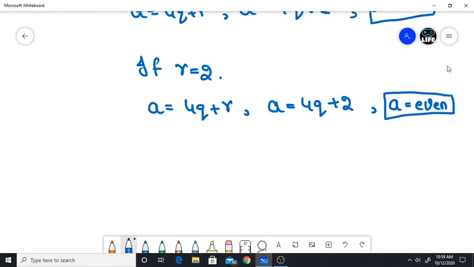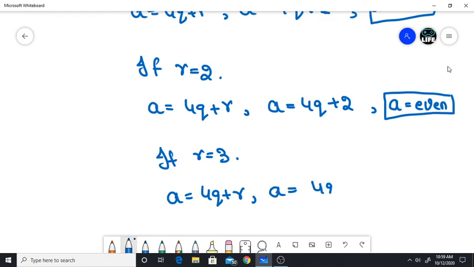And let's do the sum by substituting r equals 3. If r equals 3, a equals 4q plus r, so a equals 4q plus 3. Adding 3 to an even number gives you an odd number. So a equals odd number. Very simple sums.